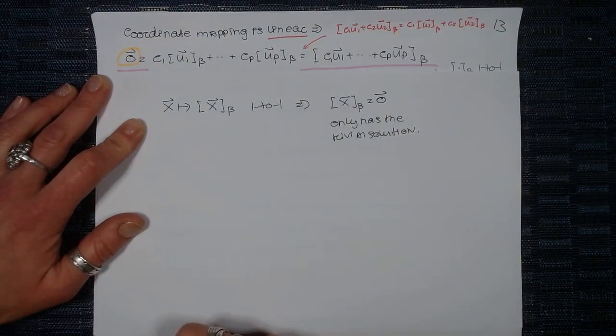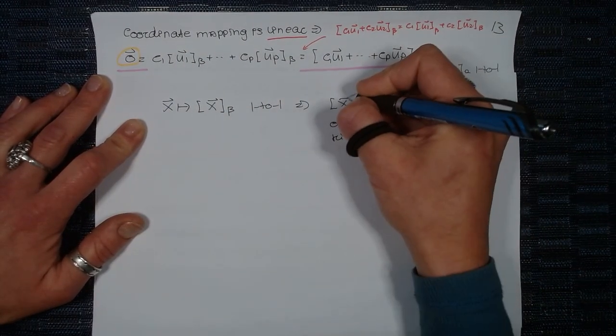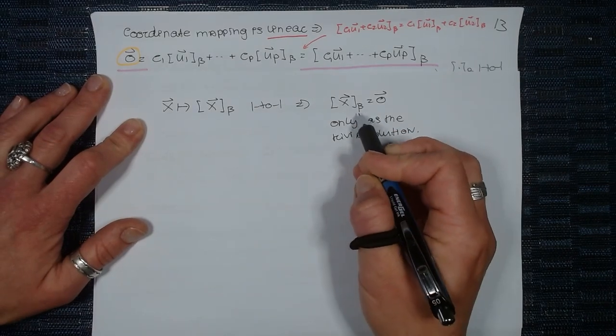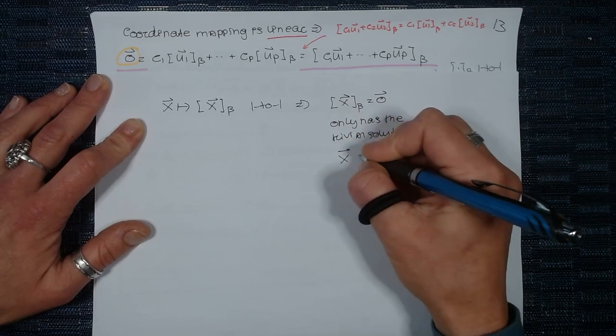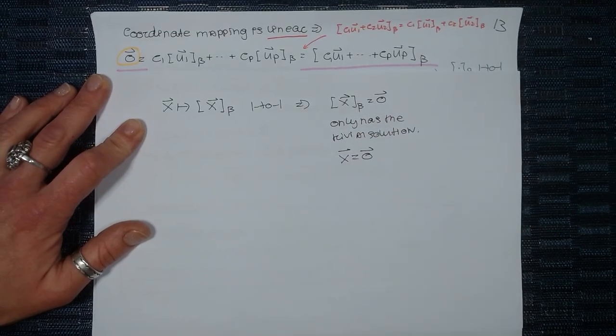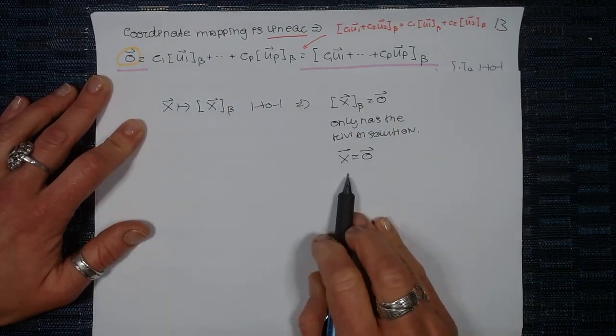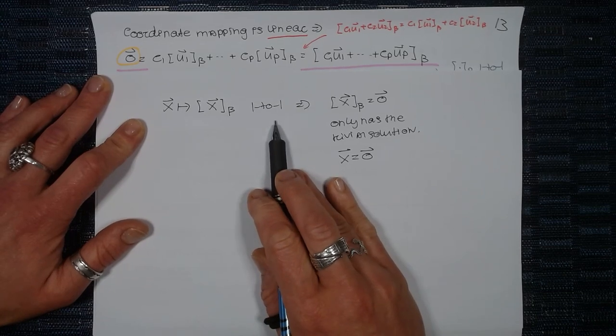Only has the trivial solution. So if the beta mapping of any vector x equals 0, that means that the only solution to this problem is x equals 0, right? And this is only because my mapping is one-to-one.